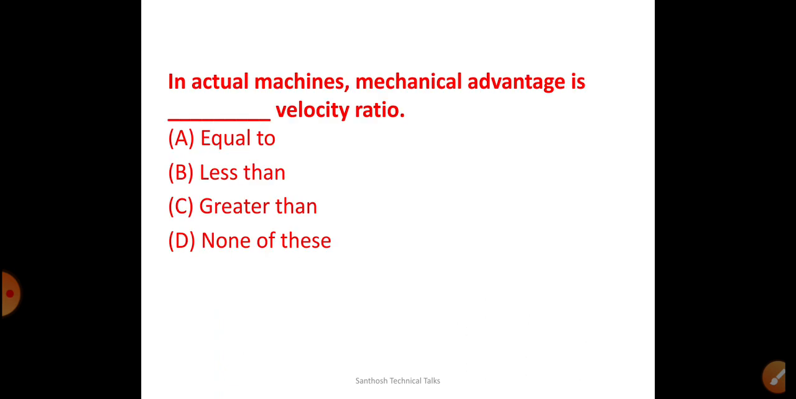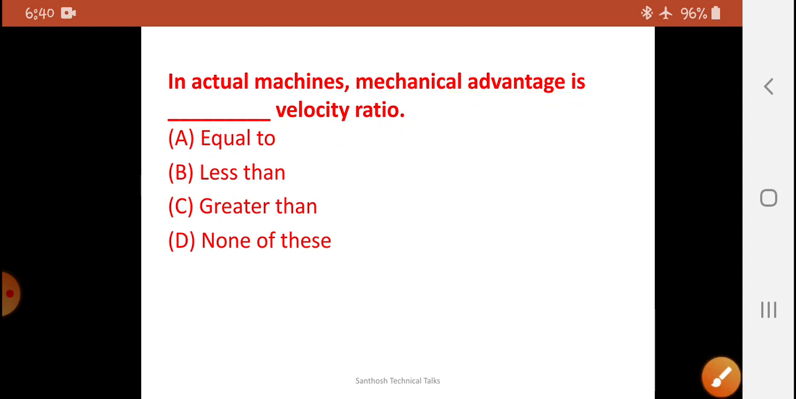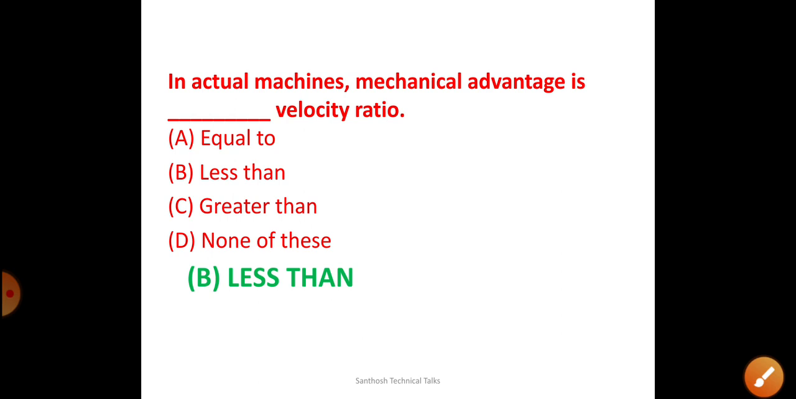And the next question is, the actual machine's mechanical advantage is dash than the velocity ratio. Let me explain. If it is a theoretical machine, the mechanical advantage is equal to the velocity ratio, whereas in an actual machine it is not at all possible to have 100% efficiency. Therefore, the mechanical advantage should be less than the velocity ratio. That is correct. So the mechanical advantage of an actual machine is always less than the velocity ratio.